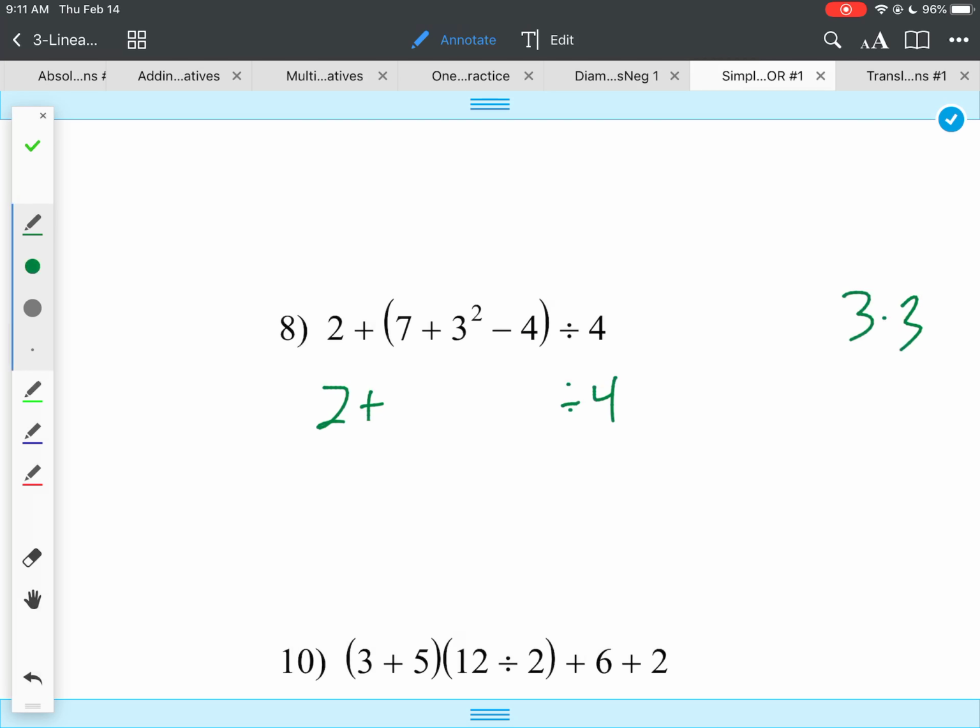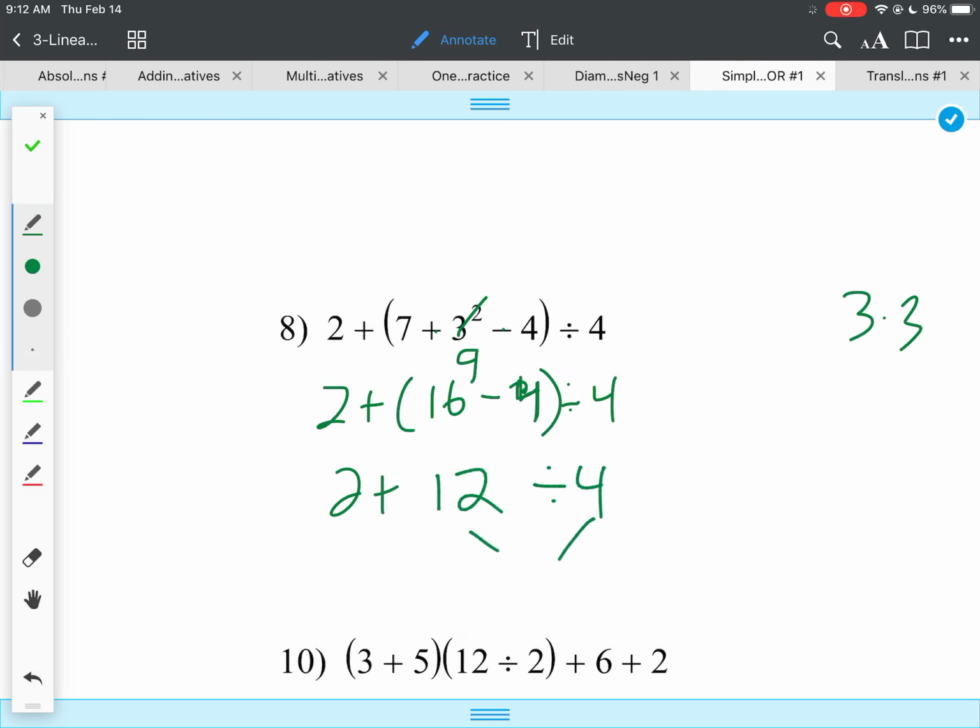But then here we have to think, well, this is 9. So I have 7 plus 9 minus 4. All right, so 7 plus 9 is 16, and then minus 4. Now I still have parentheses, so I'm going to go one more step. 16 minus 4 is 12, and divided by 4. Now I got rid of my exponents, got rid of my parentheses. I can go to the next step now. So 12 divided by 4, I have to do division before I can do adding. So you get 3, and 2 plus 3 is 5.